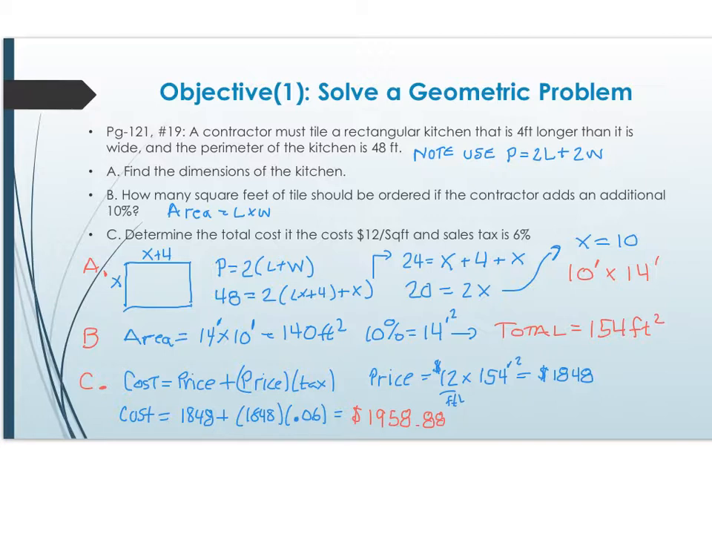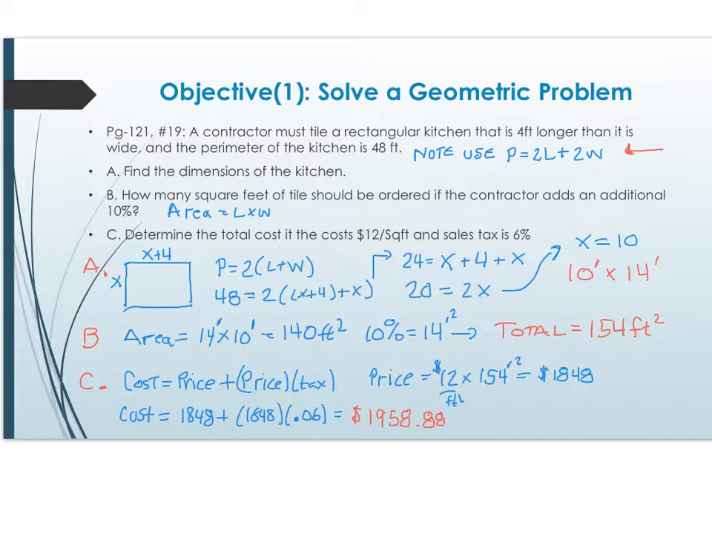We want to note that in this geometric problem, since the perimeter was talked about, we're going to use this idea of perimeter. One of our strategies is going to use the formula: the perimeter is equal to twice the length plus twice the width. So we're going to find the dimensions of the kitchen first.